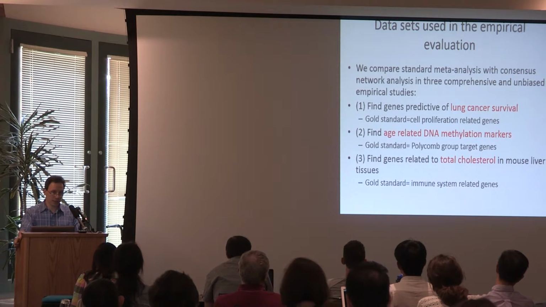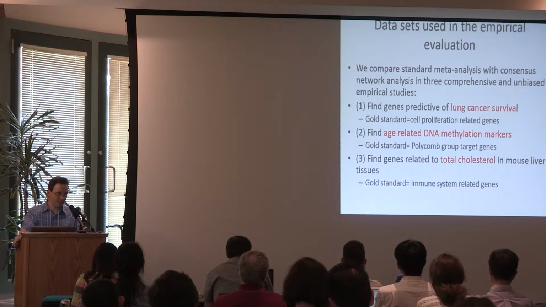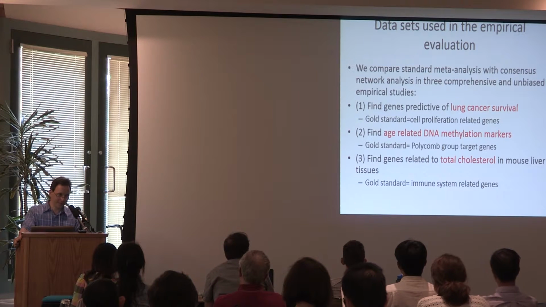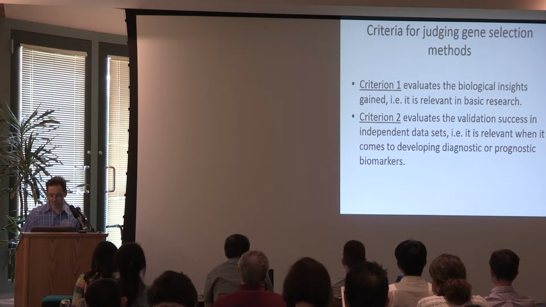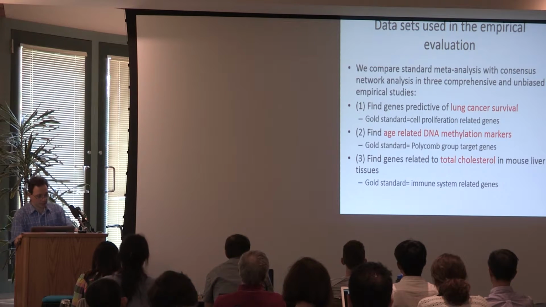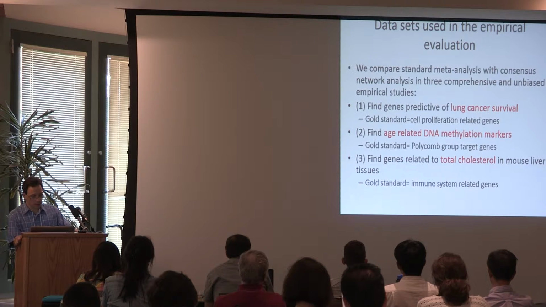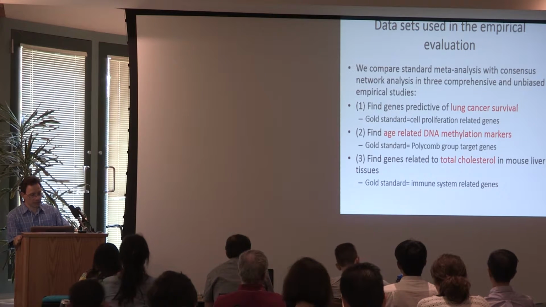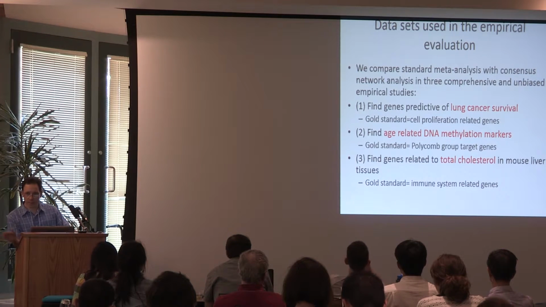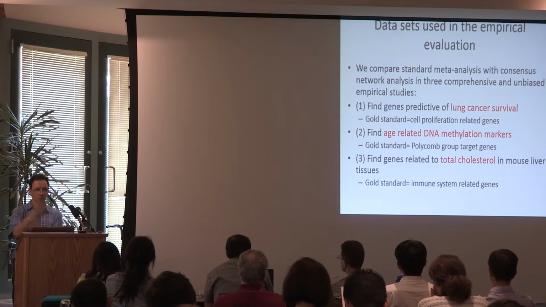As a statistician, I could now simulate a lot of data, but they wouldn't convince anybody, right? These are questions of great practical importance. We need practical examples. And here I describe results from 3 different applications. Application 1 was to identify genes that are predictive of lung cancer survival. So we have many lung cancer data sets, and you want genes that predict how long somebody will live.